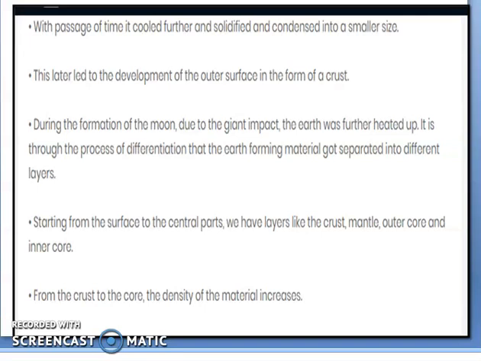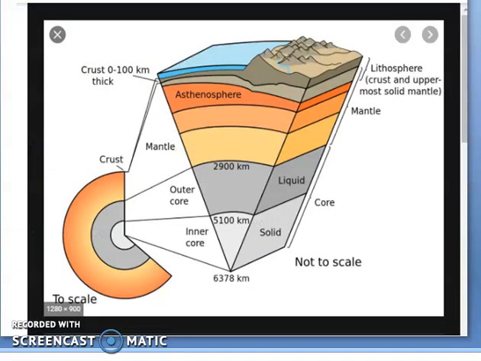during this big splat or giant impact, the Earth again heated up, and by this process the Earth forming materials again got separated into different layers, starting from the surface of the Earth to the central part. In this way, the first part is the crust, then the mantle, then the core, and the density increases towards the inside. The density of the material increases from crust to mantle, and from mantle to core. So this is the process of the evolution of the lithosphere.